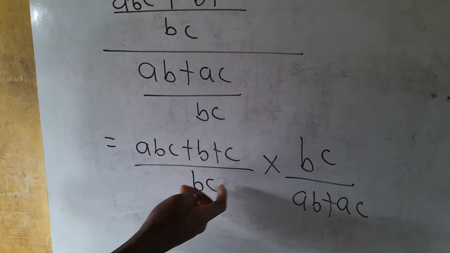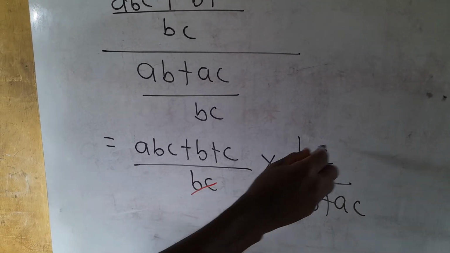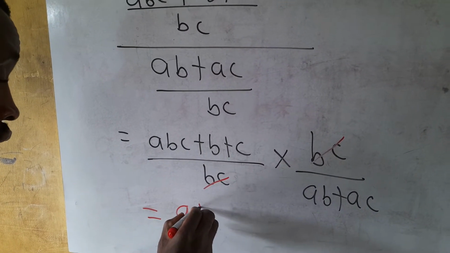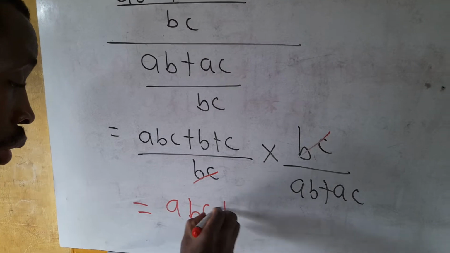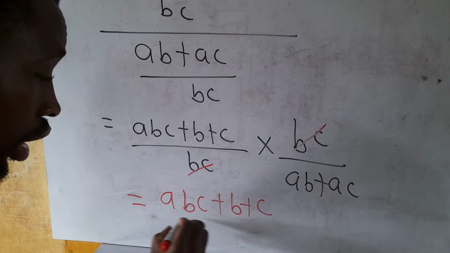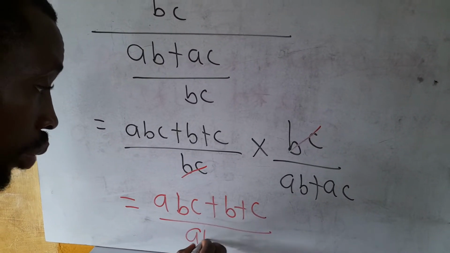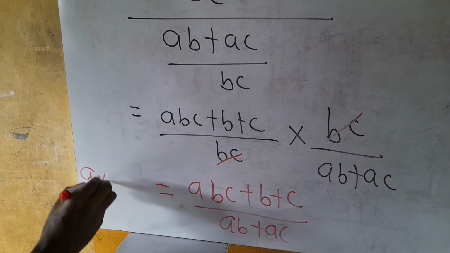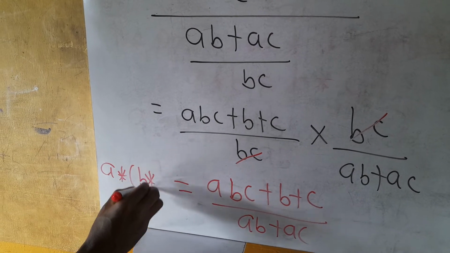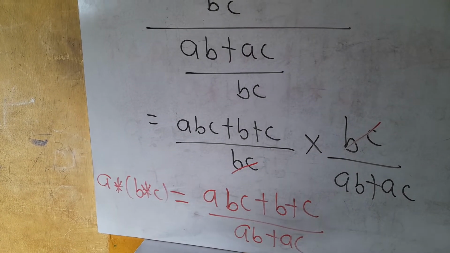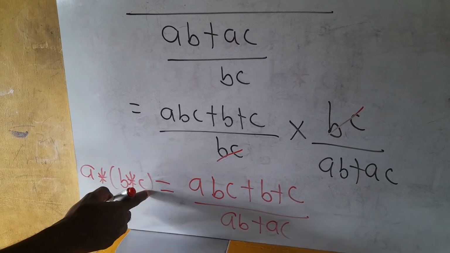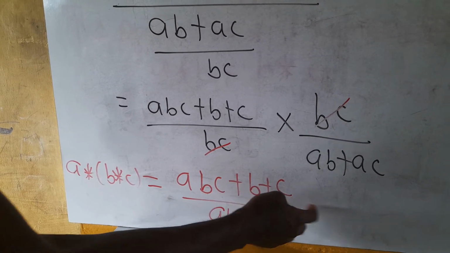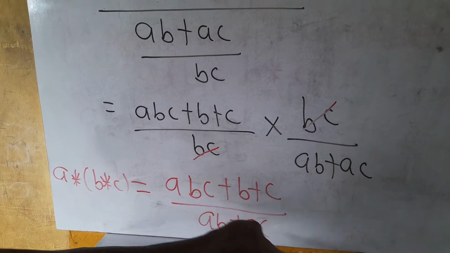So you realize that this will divide that. So we'll be left with ABC plus B plus C all over AB plus AC. So that's our A star B star C in bracket. Now you realize that A star B star C is ABC plus B plus C all over AB plus AC.